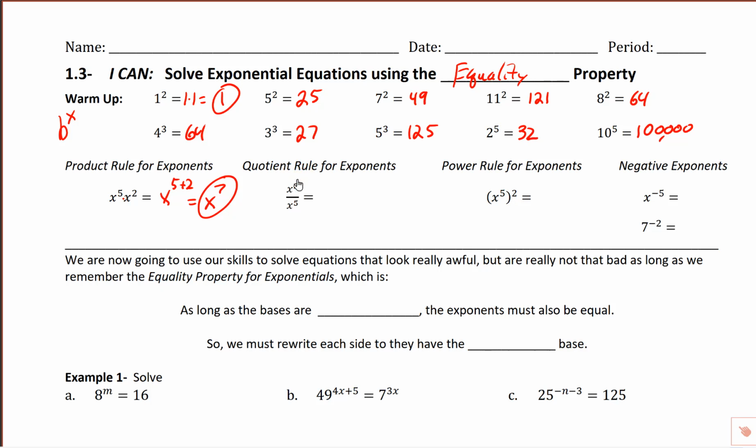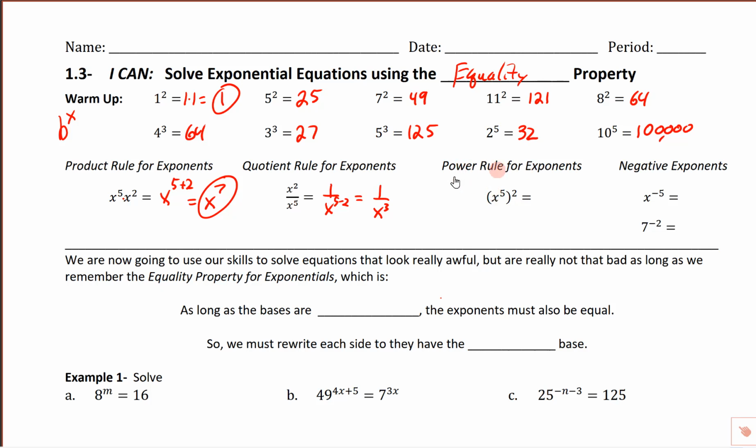For the quotient rule for exponents, we do a subtraction problem. We subtract the bottom from the top. So one way to handle this is just subtract the smaller one from the bigger one. So this is going to be, let's see, that would be x to the 5 minus 2. So this is going to be 1 over x to the third. Now, there is another way to deal with this. I'll come back and show you in just a second.